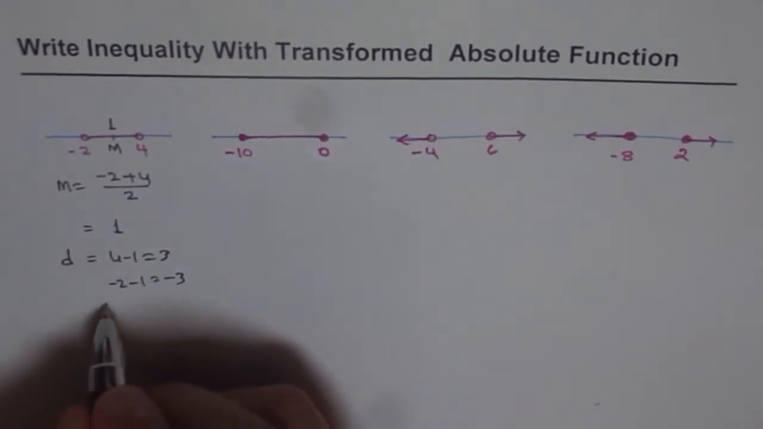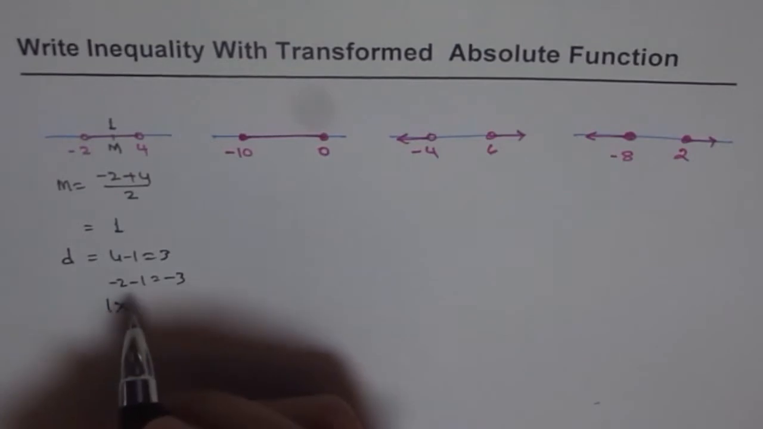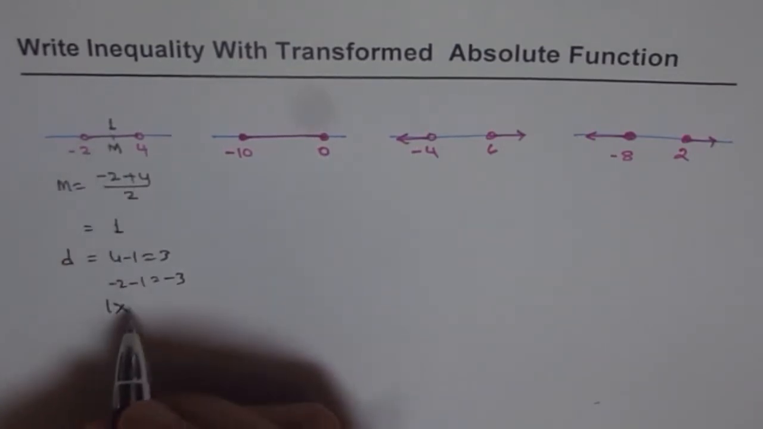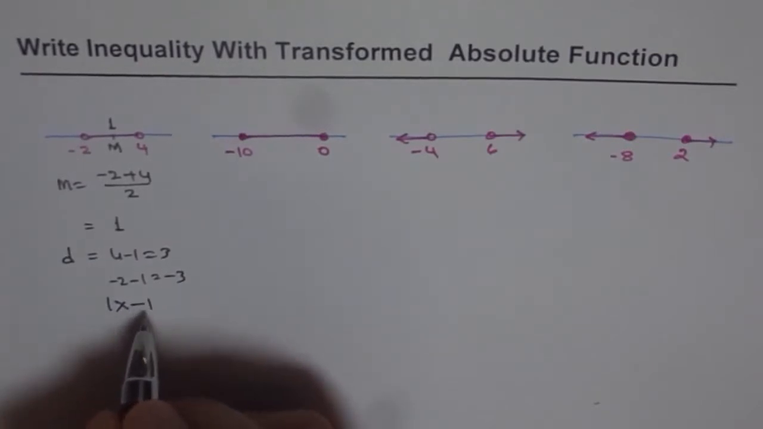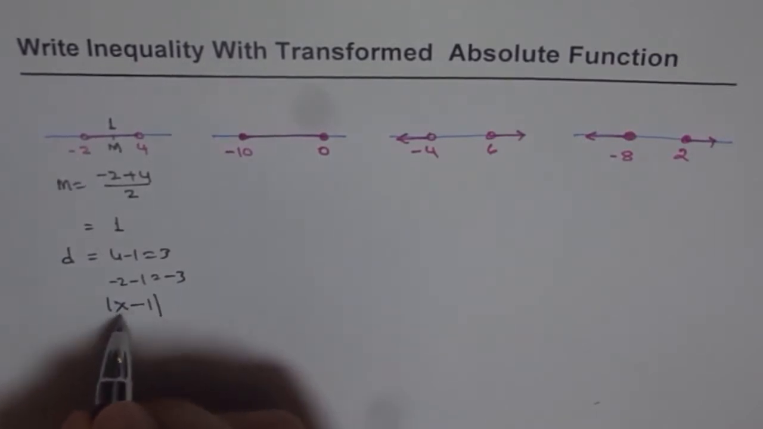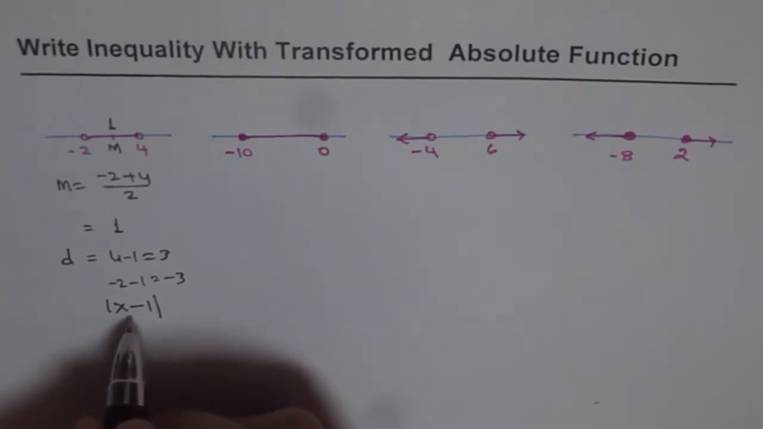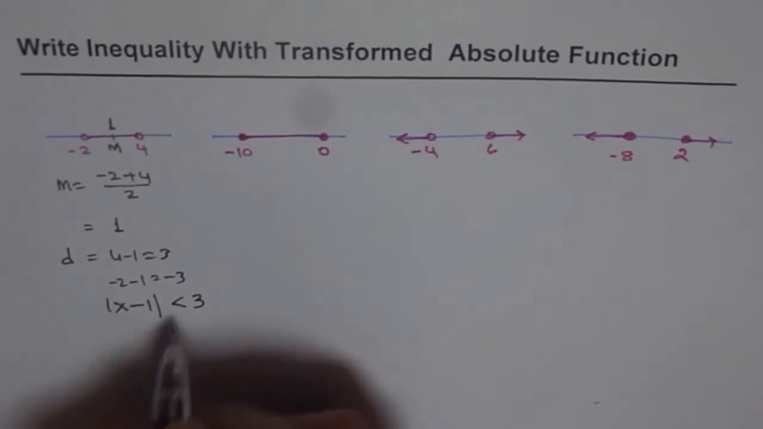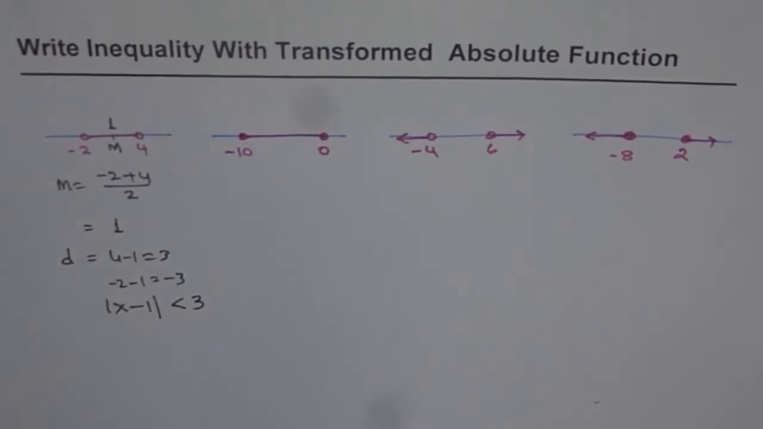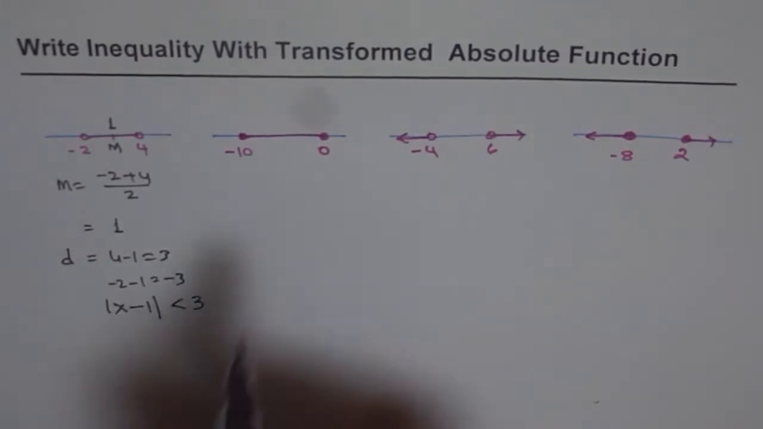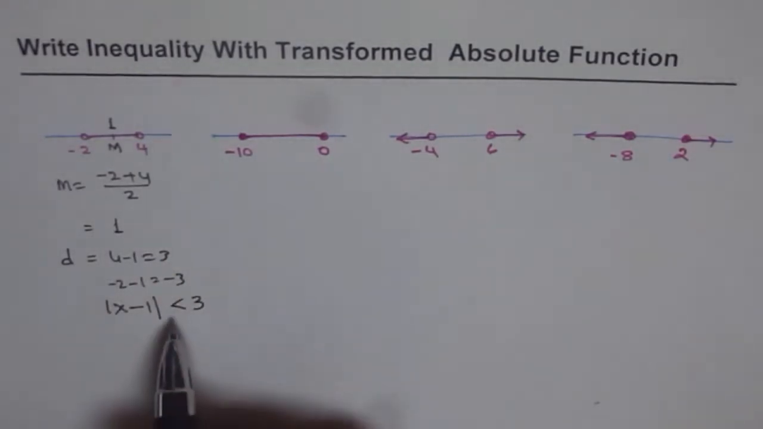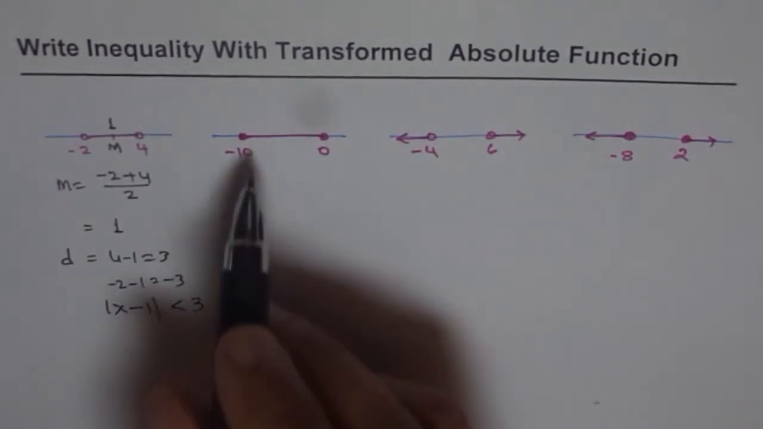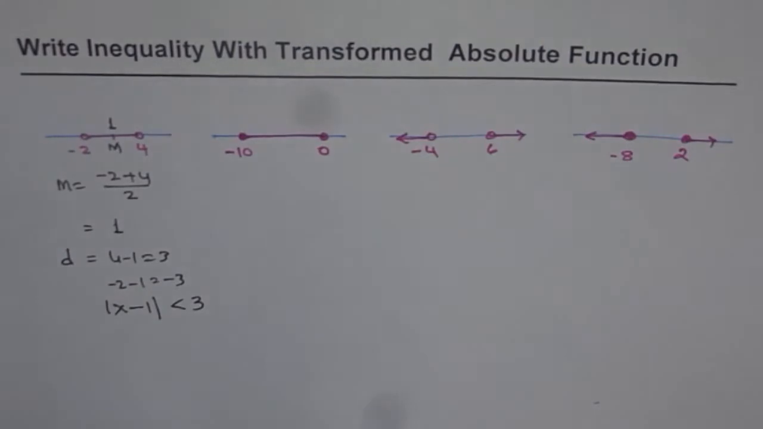So you want to be within a distance of 3. That means absolute function is less than. But where is the center? Center is at 1. So what you do is, you come to position 1 by saying x minus 1. So that is a transformed absolute function. So you moved 1 unit to your left, but you want to be within 3 units away. So that is the way you have to write this. Now I'm sure you can do this one. The only thing is, it will be filled in. So a filled in means less than equal to.